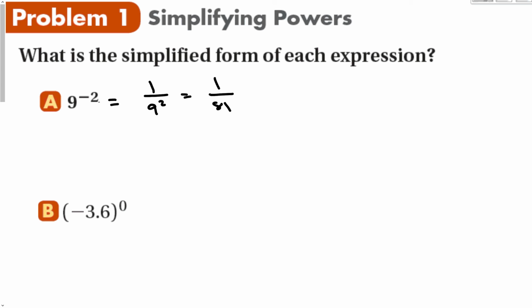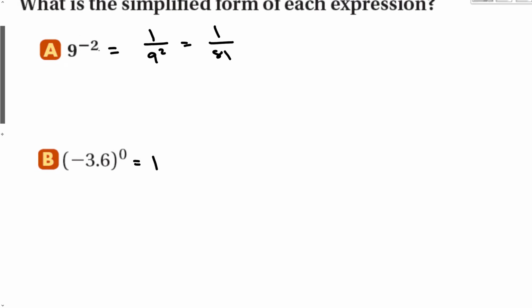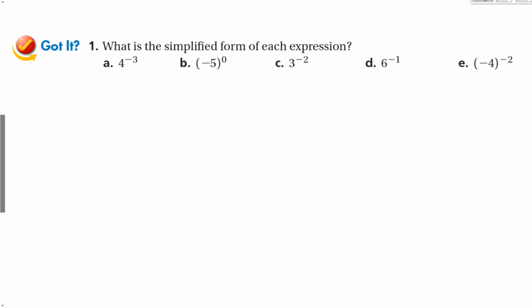And for part B, anything to the 0 power is 1. Okay, let's try some more with our got-it problems. So what's the simplified form of each expression? This becomes 1 over 4 to the third power, which is 4 times 4 times 4 is 64. Negative 5 to the 0 power is 1. This becomes 1 over 3 squared, which is 1 over 9. This is 1 over 6 to the first power, which is just 1 over 6.